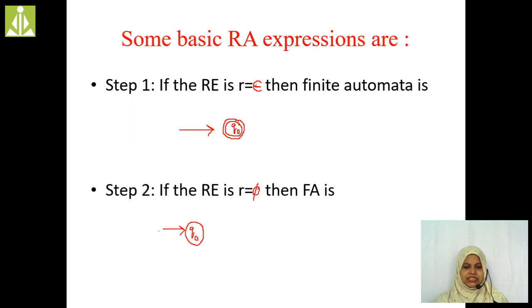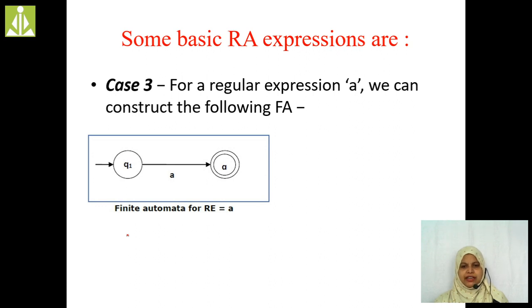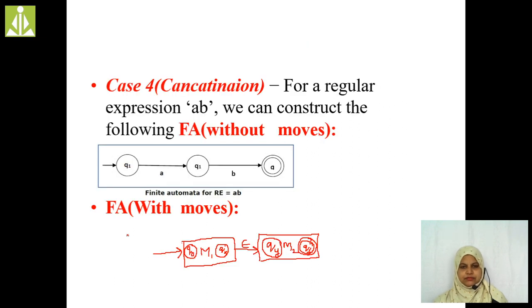Here there are some basic regular expressions. If the regular expression is r equals epsilon, then we have q naught as the initial state and q naught is also the final state. If r equals phi, then q naught is the initial state, that's it. Next, if r equals a, in that particular case we have q naught, then one edge indicated by a, then the final state.